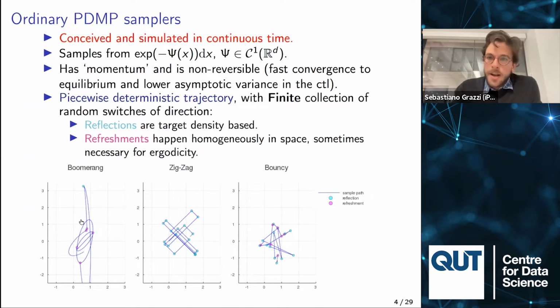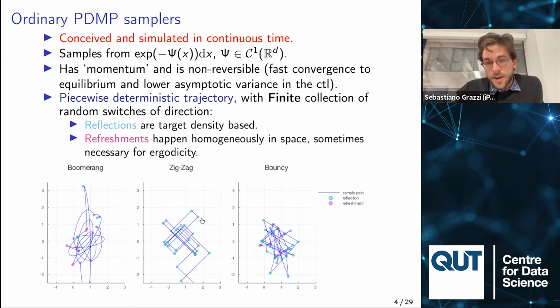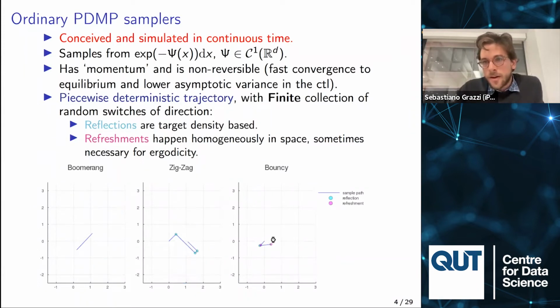And you see that we can play a little bit both with the deterministic dynamics, so in this case we have curved dynamics, but also with the reflection. So at the reflection time, we can just switch angle in this zigzagging way, or we can have other rules when an event time happens. These are maybe the three most famous PDMP samplers.